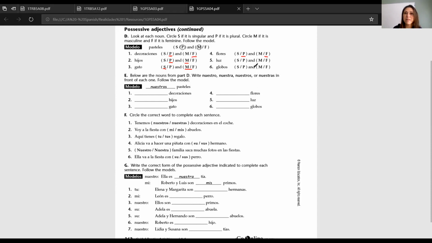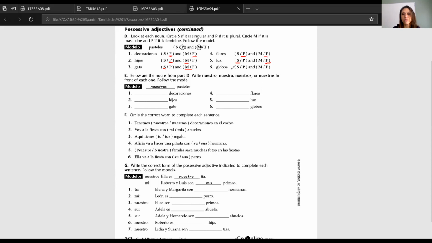Now, remember, those that don't end in an O or an A, you really got to know what they are. That's why you should always be using the article with it. That's going to tell you whether it's masculine or feminine. Luz is another hard one because it doesn't end in an O or an A. It is singular, and it is la luz, so it is feminine.